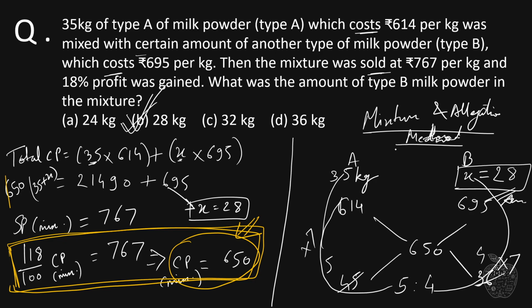It is only because I had to explain it to you that I took this much time, but if I were in an exam hall, I would have simply used this method and written 614, 695. I would have done this simple calculation, wrote 650 here, then subtracted, found out the ratio, multiplied by 7, and boom, found out the x, which is 28. So option B is the correct one here. I recommend you, if you know it, that's great. If you don't know, just learn the mixture and alligation method and you'll be good to go.